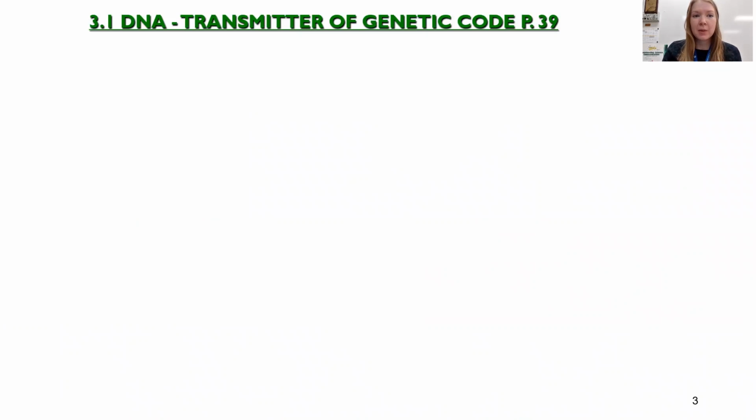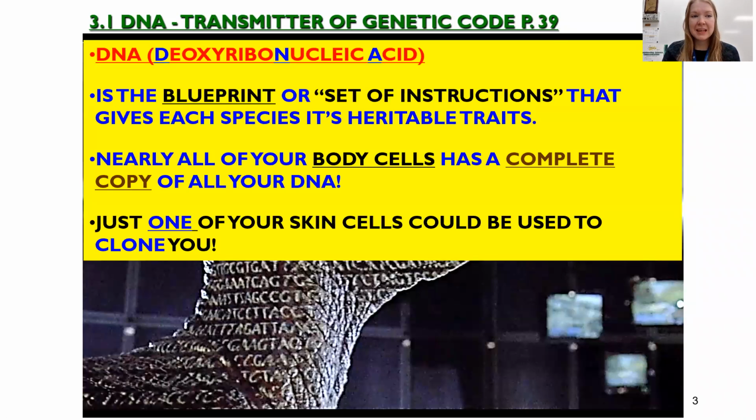So I'm sure many of you have heard of the term DNA before. DNA stands for deoxyribonucleic acid. So all organisms have DNA contained within their cells. And the DNA acts as a blueprint or a set of instructions that gives each species its heritable traits. So DNA contains the information that will determine your eye color, your skin tone, if you have freckles or not, your hair color, and even if you are going to have some possible genetic diseases.